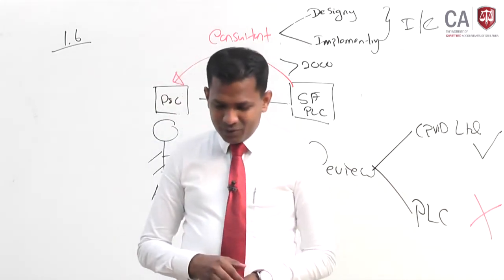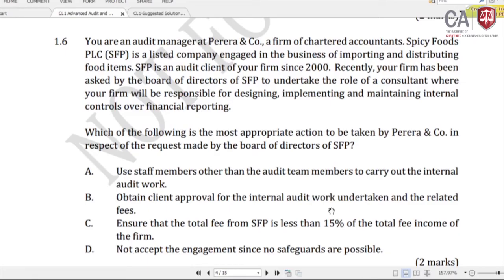I don't have to read the answer now, you know the answer. Which of the following is the most appropriate action to be taken by Pereira and Co. in respect of the request made by the board of directors of SFA? Use staff members other than the audit team members to carry out the internal audit work, one of the safeguards. Obtain client approval for the internal audit work undertaken and the related fees. Another safeguard, if it is a private limited. Ensure that the total fees of SFA are less than 15% of the total fee. Another safeguard, if it is a private limited. But because it is a PLC, you cannot do this. Not accept the engagement since no safeguards are possible. Answer D.